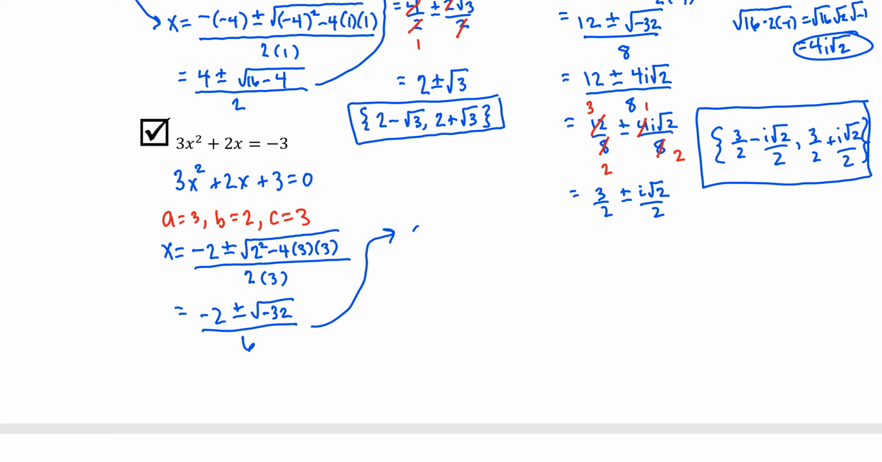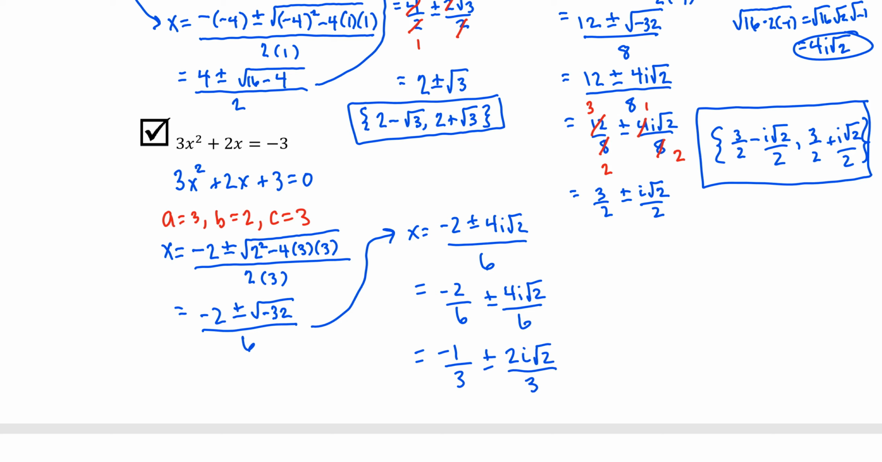We have negative 2 plus or minus 4i square root of 2 all divided by 6. So we'll divide each of those terms in the numerator by 6. The common factor of my first fraction is 2. Negative 2 sixths reduces to 1/3, and 4 sixths reduces to 2/3. We can call that 2i square root of 2 over 3. So our solution set again has imaginary numbers. I'm going to separate them into two individual solutions, both of which you could plug into your calculator, store, and check.